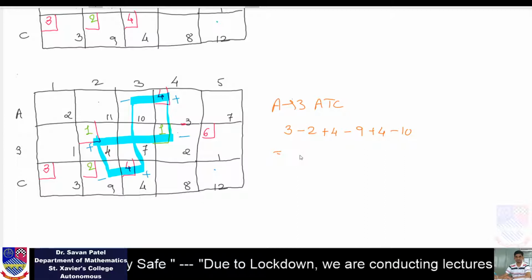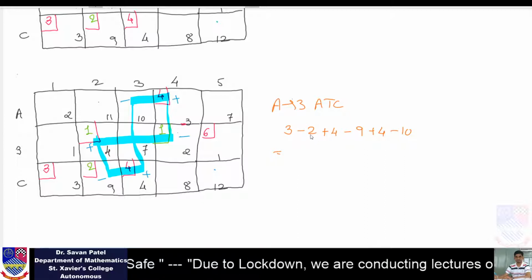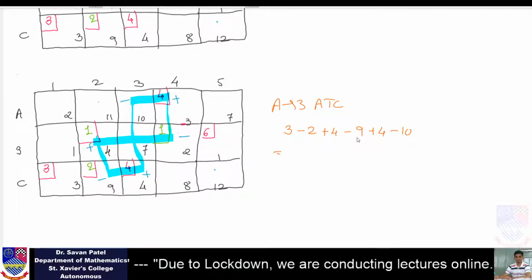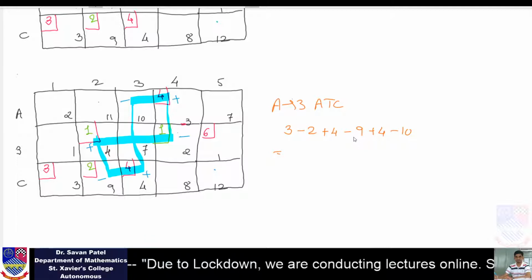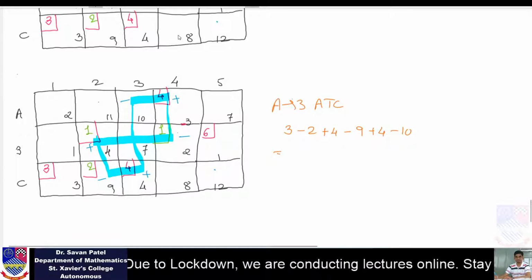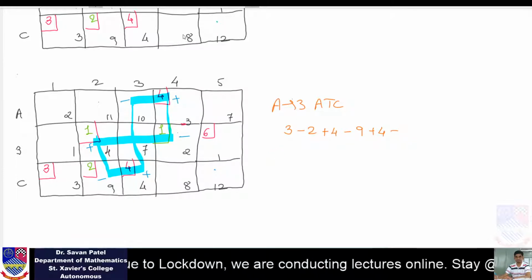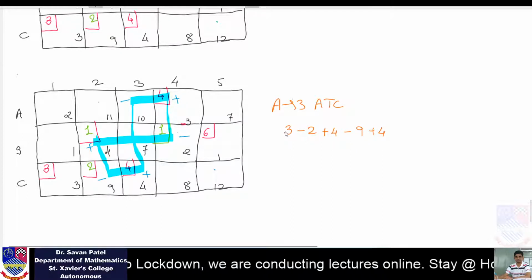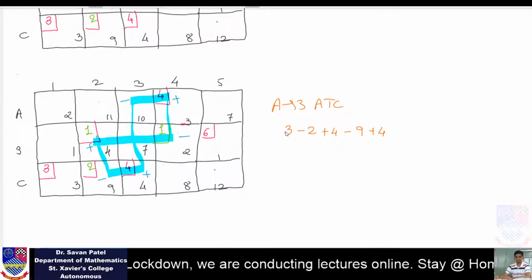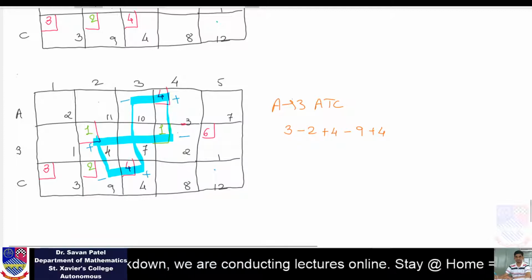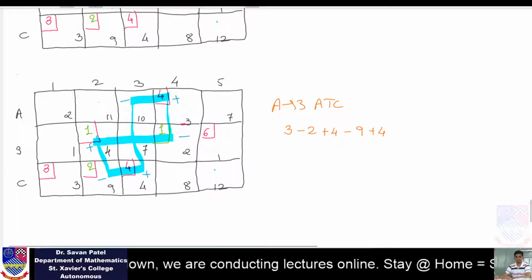So here sum is 3 minus 2, it is 1, 1 plus 4 it is 5, 5 minus 9 it is minus. Oh, sorry. I have made a mistake in the calculation, this sign. Okay. What is the mistake? Here I have to go for the positives and here I have to go for the negatives. So this is the mistake.